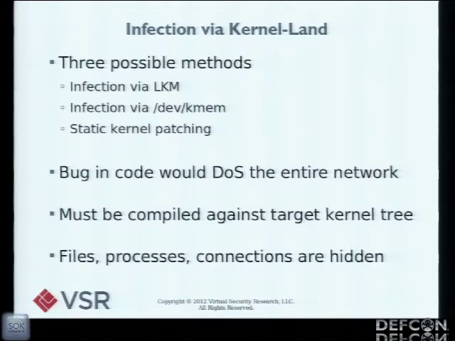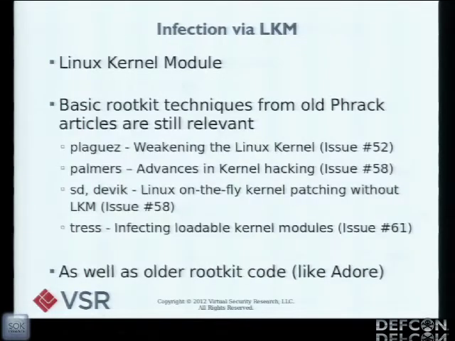Another issue is that it has to be compiled against the specific kernel tree if you're doing a Linux kernel module. Even though a lot of routers use the same version of Linux, it's not very universal, because we're going to have to download the source code for each router and compile it against that tree. And if you've worked with any GPL'd source code archives from routers, you'll find that they don't compile on the first try, they don't compile on the second try or the third try, so it's a real pain in the butt. But again, we have this benefit that all the files, processes, and connections are hidden.